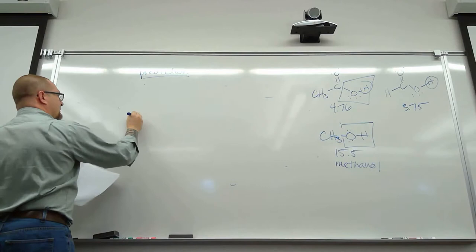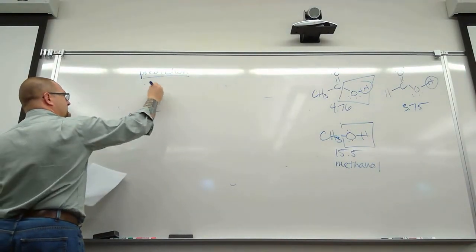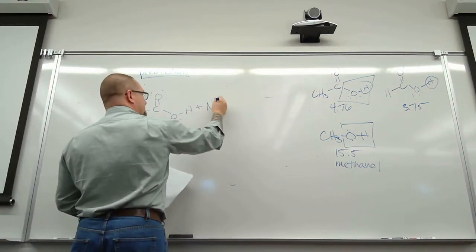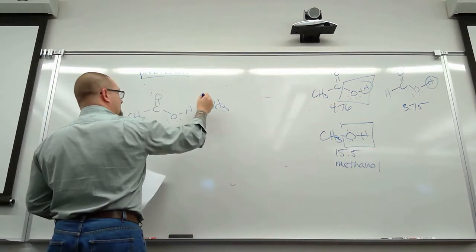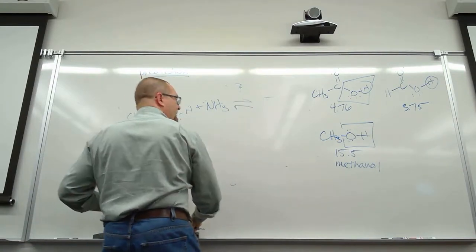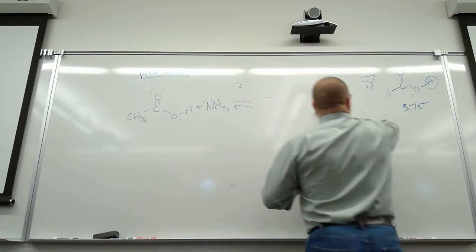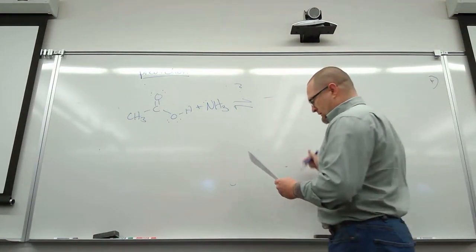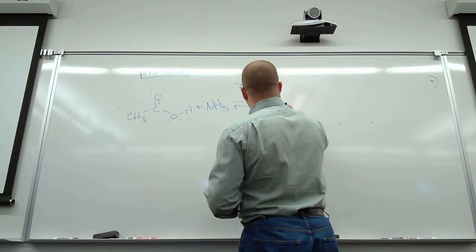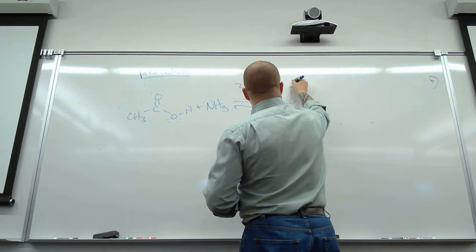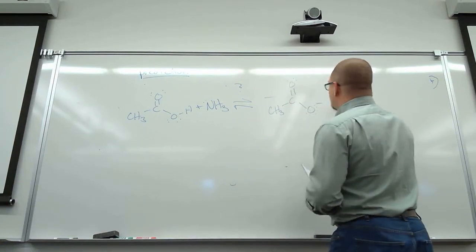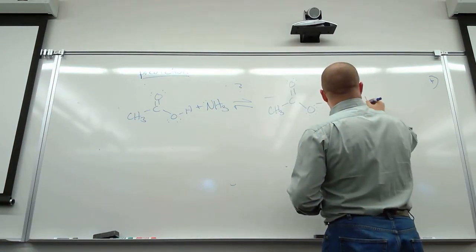Let's do acetic acid plus ammonia. I'll even throw in the lone pair for the ammonia here. And we have some equilibrium. We don't know which direction it's leaning towards. And that will give us, if this dissociates, acetate anion, and ammonium cation.